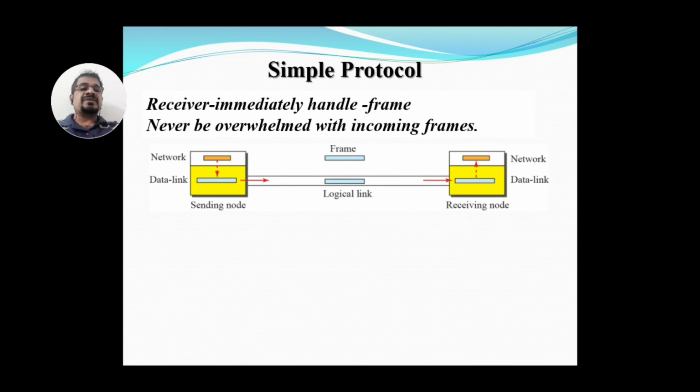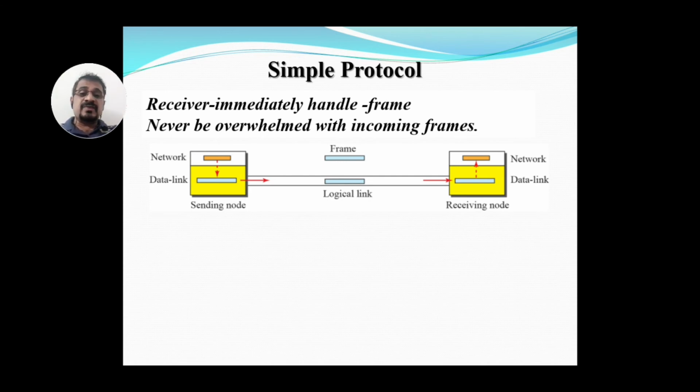In this diagram you can see the sending node, the network layer and the data link layer. The data comes from the network layer, the data link layer processes it and sends the frames via the logical link, which may be either connection oriented or connectionless. At the receiver side, it keeps on receiving frames from the sending node, starts processing them, and passes them up to the network layer.